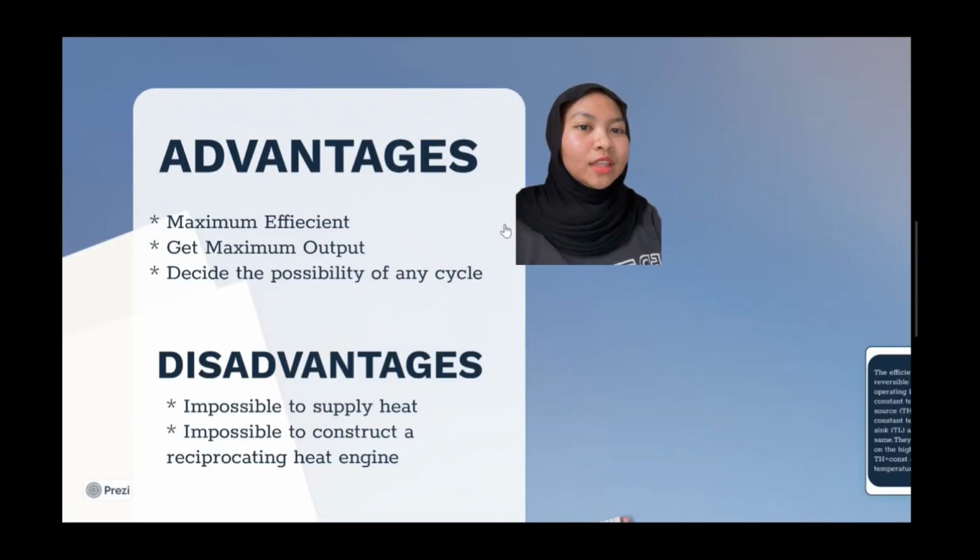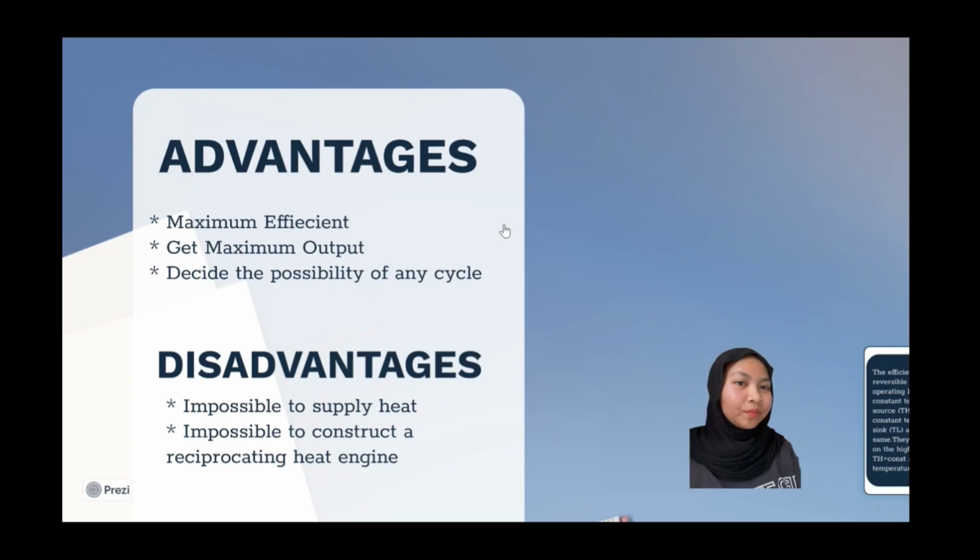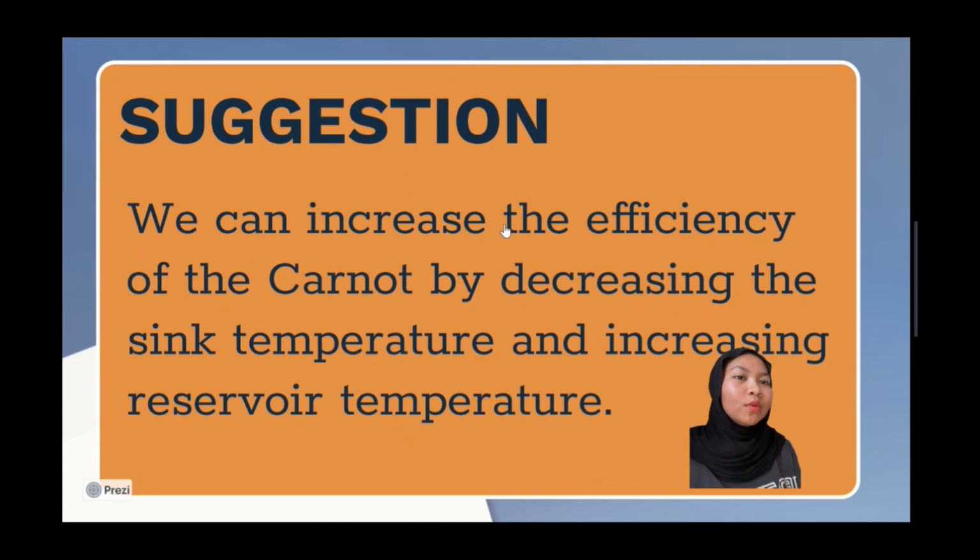So now the advantage is we can get maximum efficiency, maximum output, and decide the possible limit of any cycle. For the disadvantage of the Carnot cycle, it is impossible to supply heat and also impossible to consume reciprocating heat energy. So next, the last one is the suggestion. We can increase the efficiency of the Carnot cycle by decreasing the sink temperature and reservoir temperature.